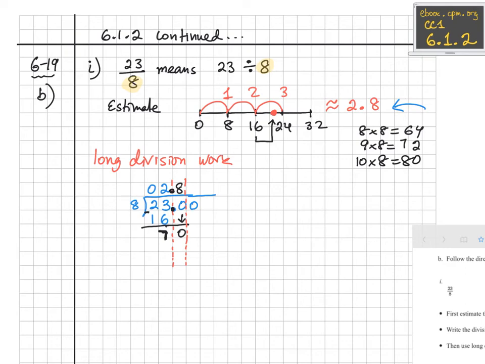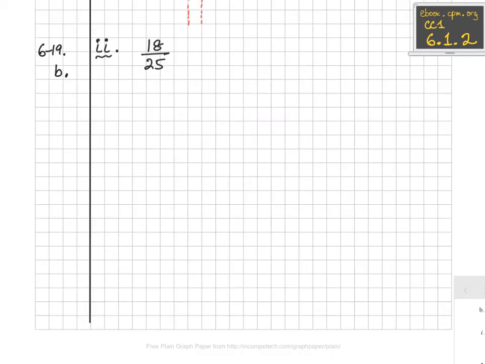You want to do your 64 here, subtract, and start over by bringing down. And then remember the third bullet said to look at your estimation. So I'm pretty spot on with my estimation, but I don't have my place of the hundredths yet. So that's what I want you to do next.